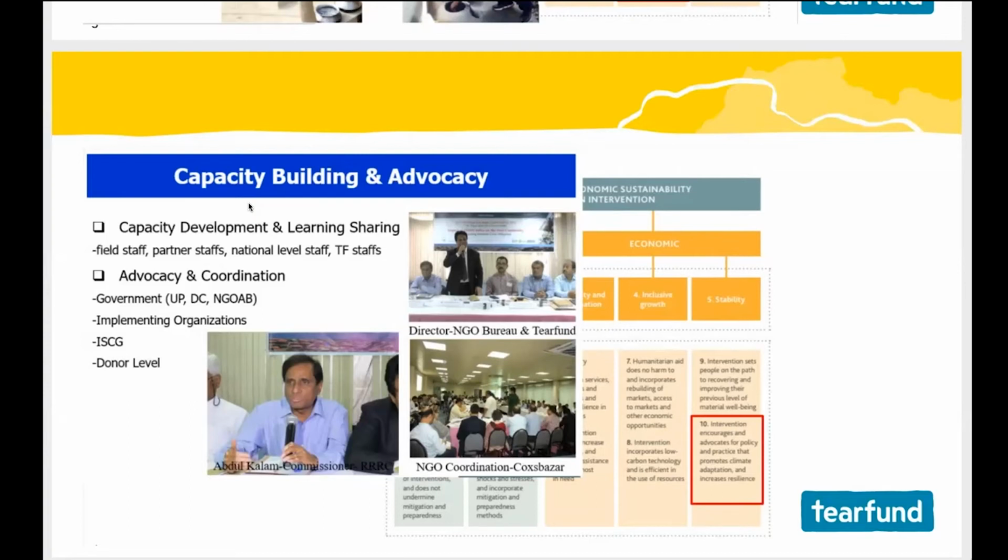So we are already working with the government, the NGO Bureau, and other NGOs, which will be covering our principle number 10: that interventions encourage advocacy for policies and practices that promote climate adaptation and increase resilience. So far, we have got some very good results: all of the NGOs are now thinking about environmental protection within all of their activities. Next slide.